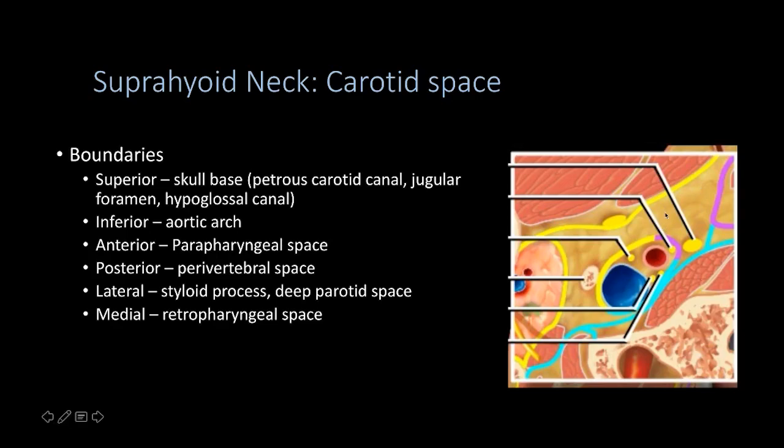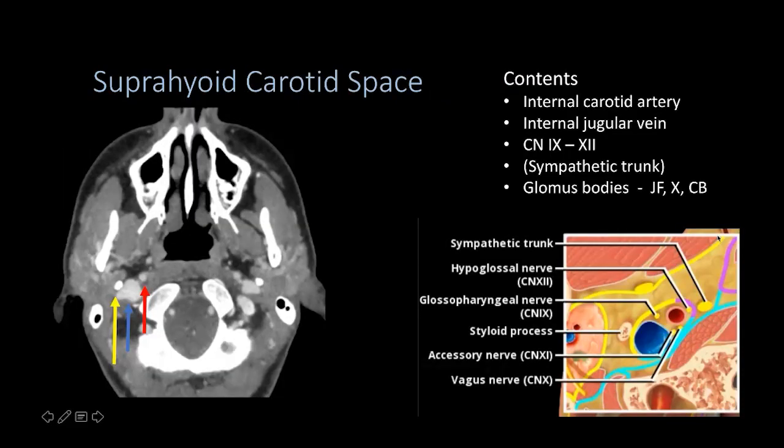Anteriorly, we have that fat-filled parapharyngeal space. Posteriorly, we have the perivertebral space. This is an important osseous landmark. So just lateral to the carotid space, we have our styloid process, and further laterally, we have the parotid space, and then medial to the carotid space, we're going to have the retropharyngeal space.